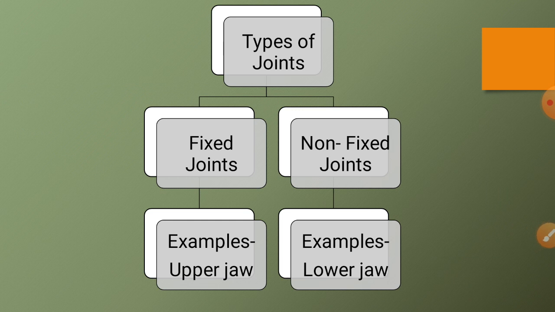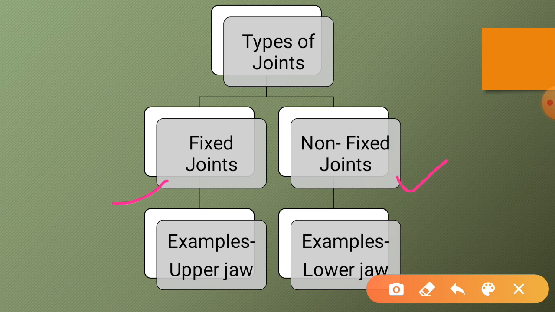Students, we can classify the joints into two categories. First is fixed joints and second is non-fixed joints. As the name itself suggests, fixed joints are those joints which do not move. They are fixed. Non-fixed joints can move, they allow movements, and that's why they have this name. Let us understand with an example. Whenever you chew food or speak, have an observation. Which part of your mouth moves? Is it the upper jaw or the lower jaw?